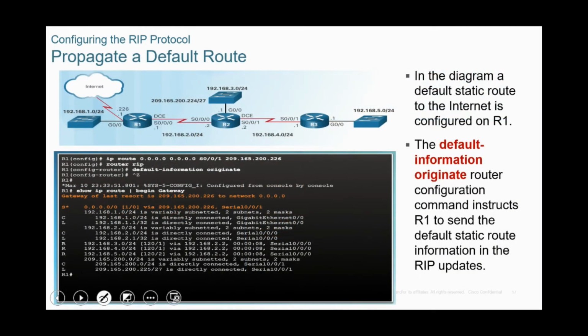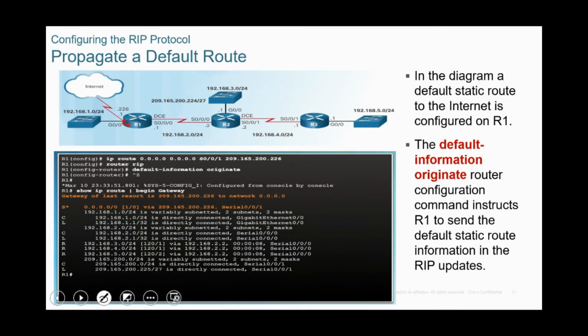Next, we talk about propagating a default route. In your previous topics, we already learned about the default route, right? In this diagram, you are connecting the default static route to the internet. So you configure the R1 default static route for this interface G0/0 to go to the internet. This is how the command works.